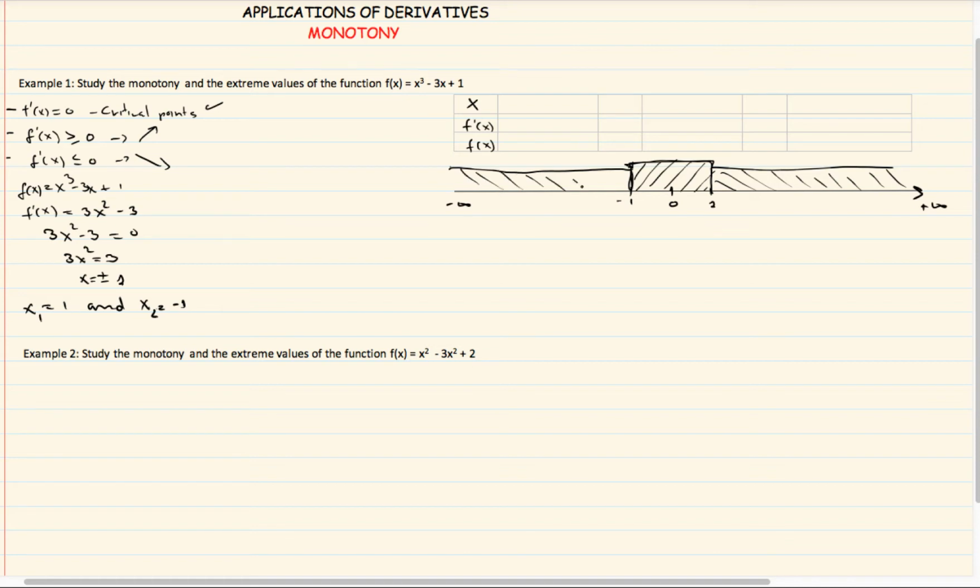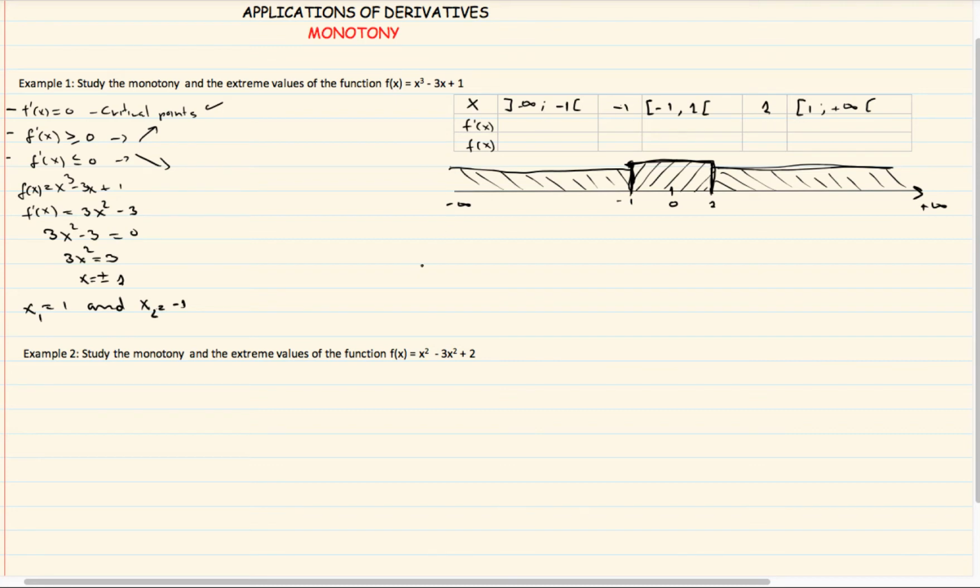So we can now represent this as from minus infinity to minus 1, which is this interval. Then the function will stay at minus 1, which is a critical point. Then the function will be from minus 1 to 1, which is the second interval. Then it will stay on 1, which is our critical point, and then the function will be from 1 till plus infinity. So this is the last interval. So we have represented these intervals here.